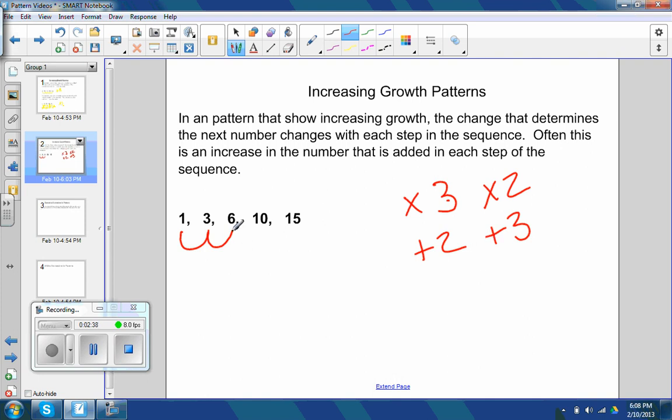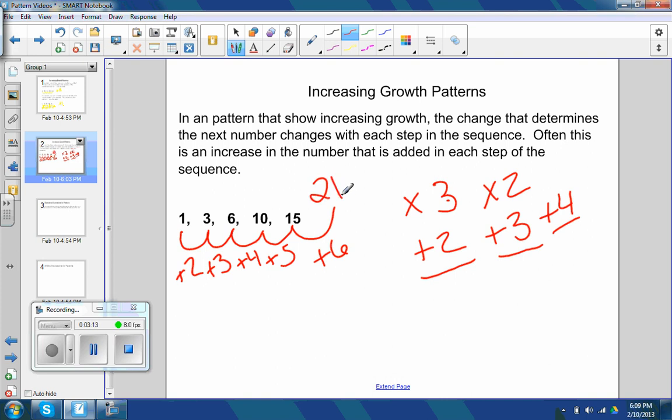So if we look at the next step of the sequence, we could either, well, we can't multiply, can we? We can't multiply 6 times a whole number to get to 10, but we could add 4. And now we begin to see a pattern within our change. So if between the first two numbers we added 2, and between the second two numbers we added 3, and then we added 4, we can kind of see that this time we're going to add 5. So to get to our next number, we're going to add 6, which gives us the number 21.